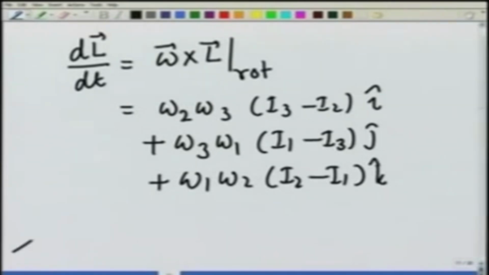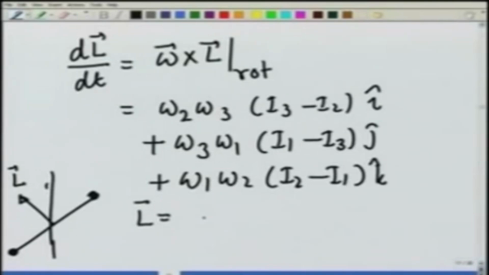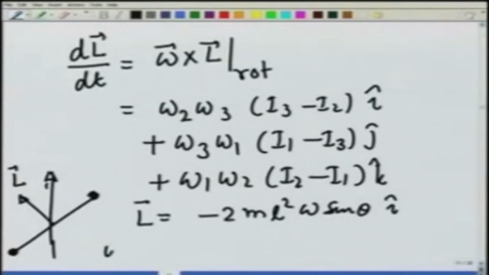And in the case of this rod that we took, L is in this direction. So, at any time L is equal to minus 2mL square omega sine theta i. Omega is in this direction. Omega cross L, you can see, will come out of the paper in direction 3. This was 1, this was 2 and 3 was coming out.